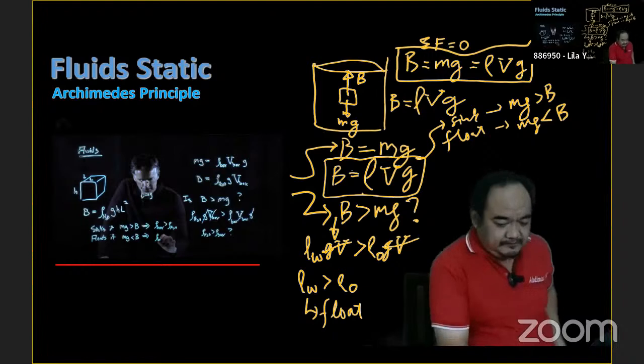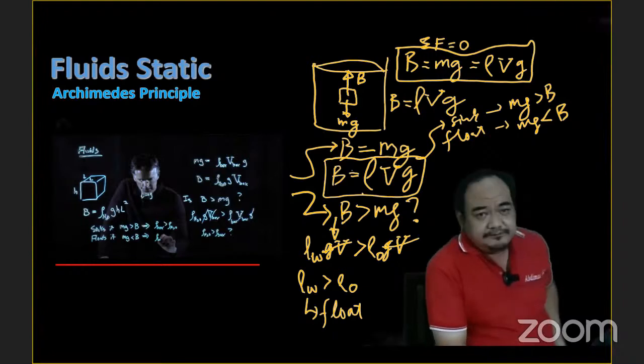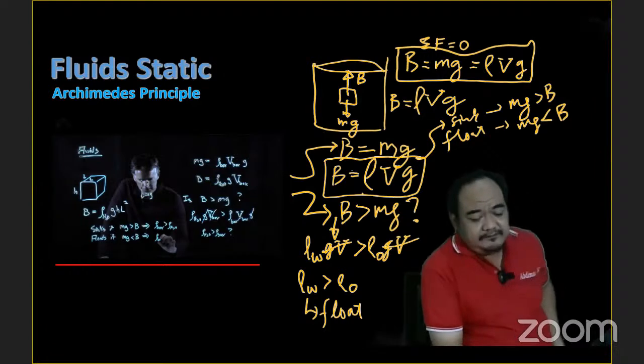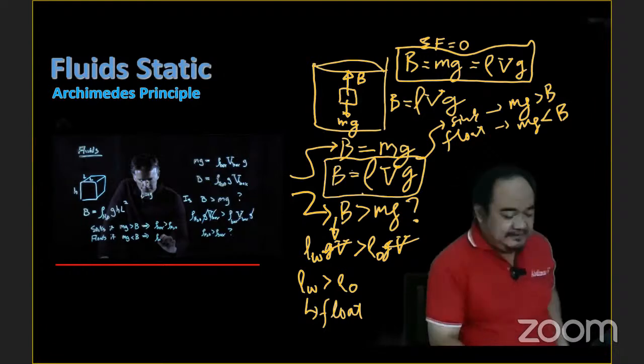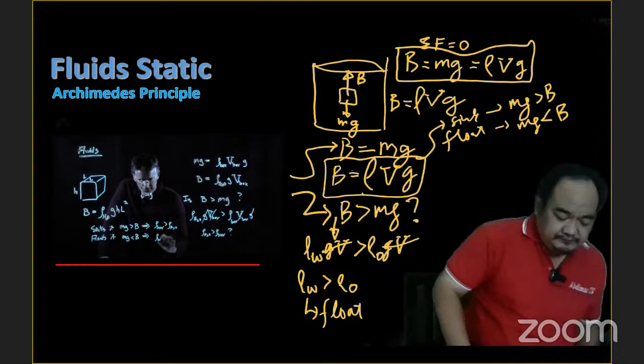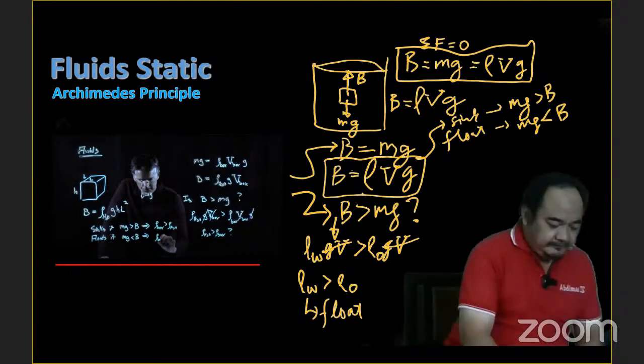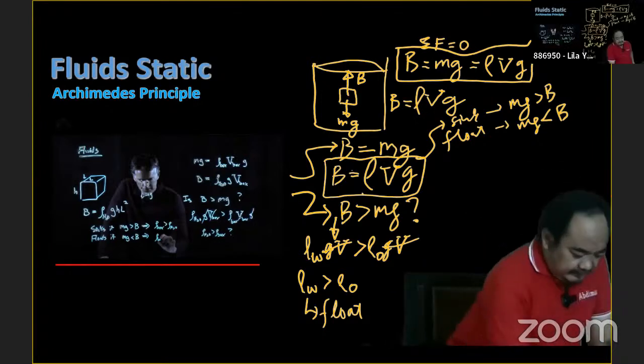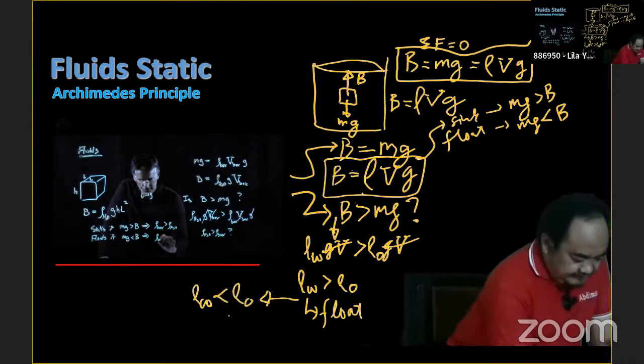Any question, everyone? Not yet, sir. Okay, thank you. And I can write: if the rho of water is less than the rho of the object, the object will sink.